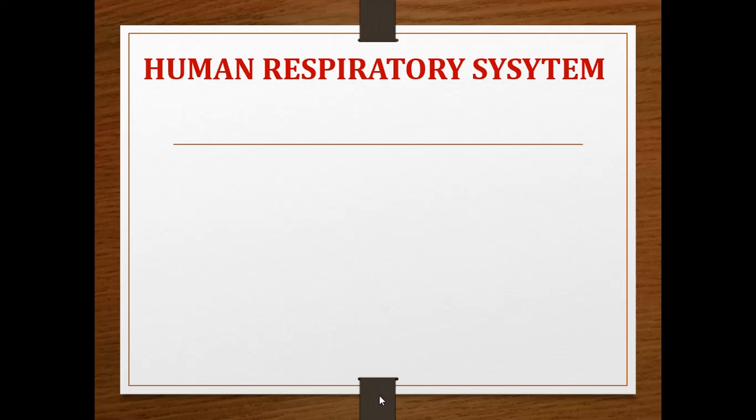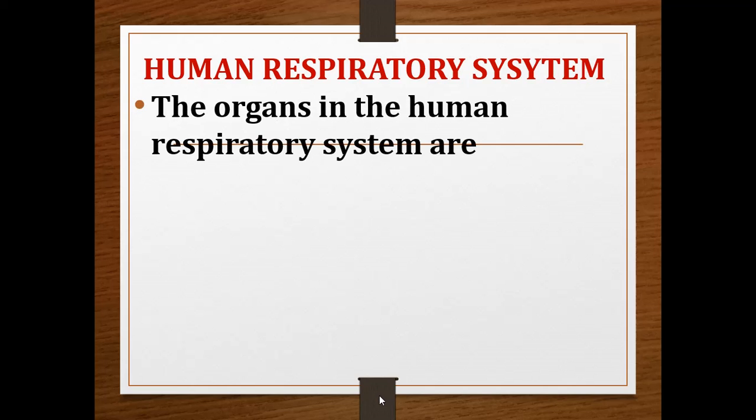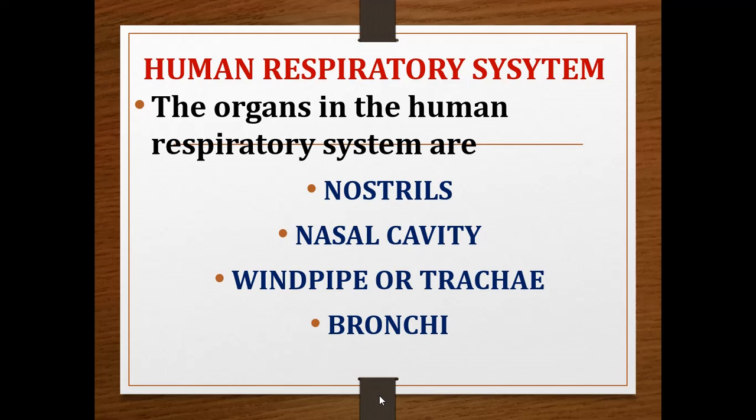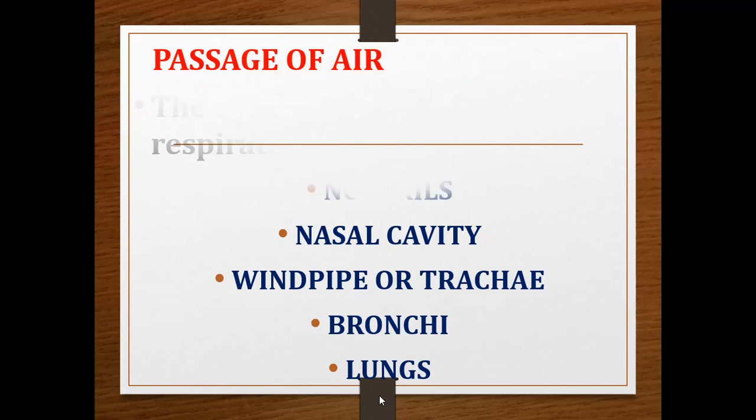Now let's see the human respiratory system. The organs in the human respiratory system are nostrils, nasal cavity, windpipe or trachea, bronchi, and lungs.